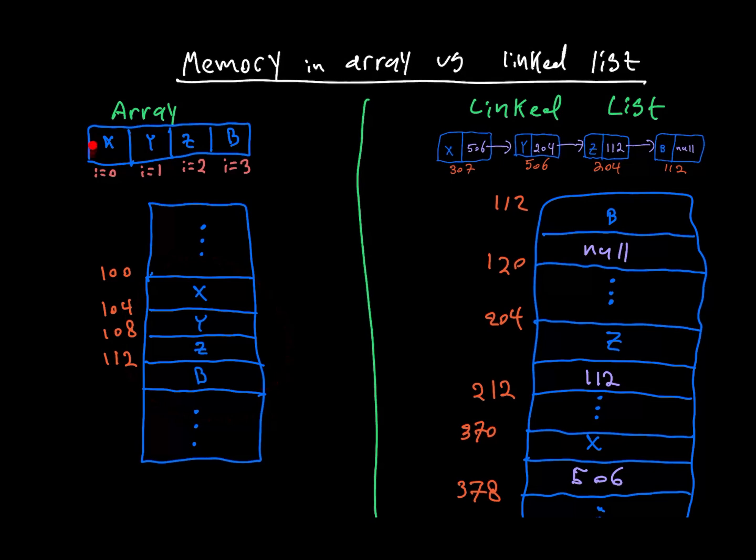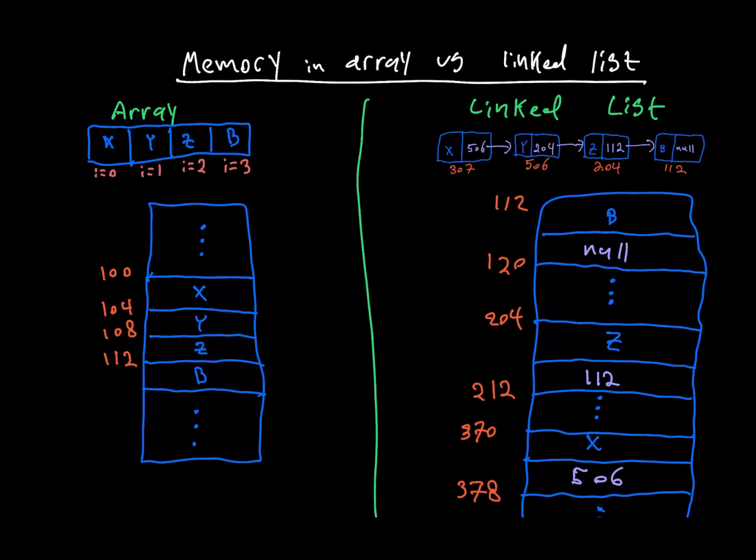Each element is taking up 4 bytes, right? So that means we can easily access each element in the memory by taking the index, multiplying it by 4 from the starting memory address. So if we wanted z, we would do 4 times 2 is 8 plus the original memory address, that's 108, so we can access z.